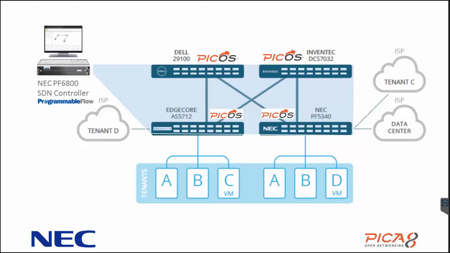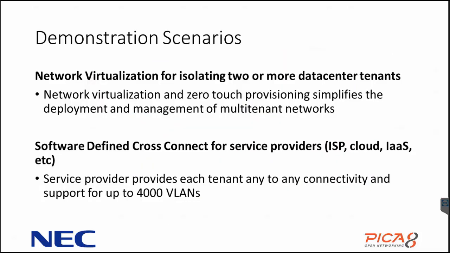A and B are the clients for the data center who are subscribed to the service offered by the data center, for example, the internet service or other services provided by the data center. That is the first use case. The second use case is software-defined cross-connect for service providers. That could be an ISP, cloud, or internet infrastructure as a service, etc.